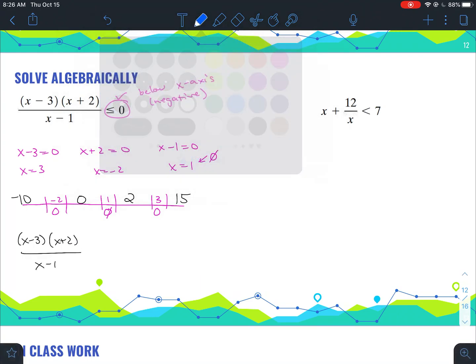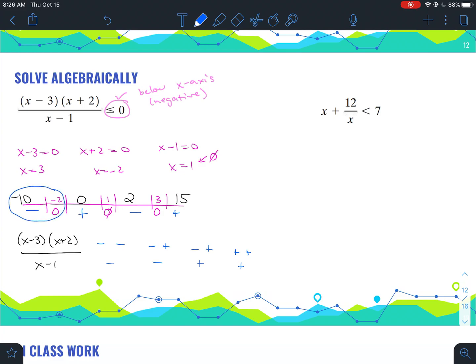If I plug in -10, I get a negative, negative, negative. So a negative times a negative is a positive divided by a negative. So those would be negative. If I plug in 0, I get a negative, a positive, and a negative. And that would end up being positive. If I plug in 2, I get a negative, a positive, and a positive. So those would be negative. And if I plug in 15, positive, positive, and positive. So those would be positive. I want to know where it's negative. So it's negative here. And it's negative here.